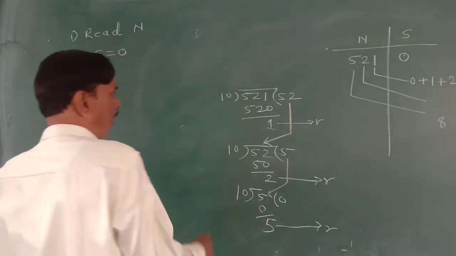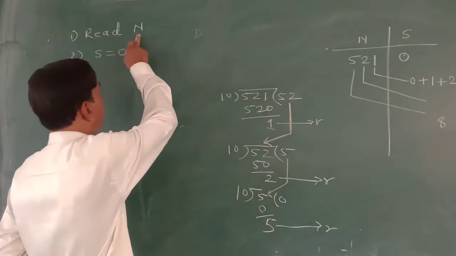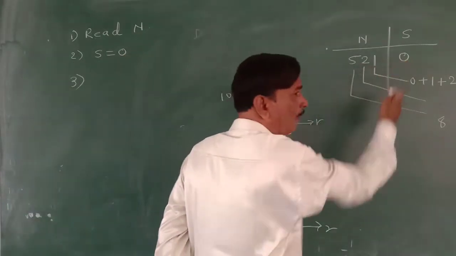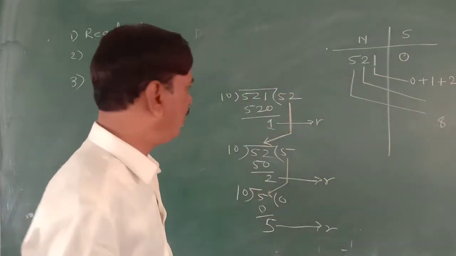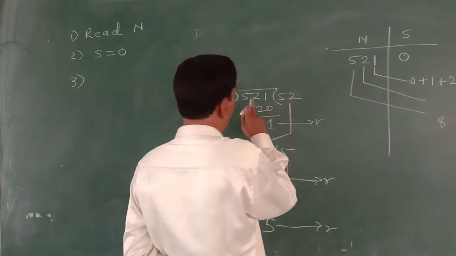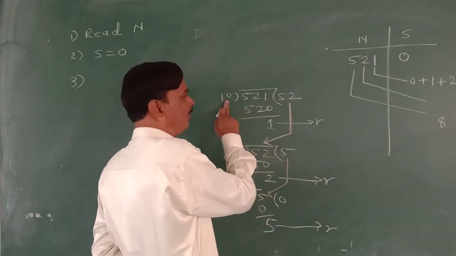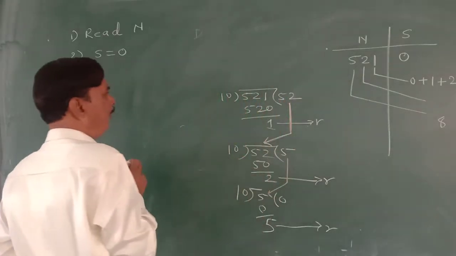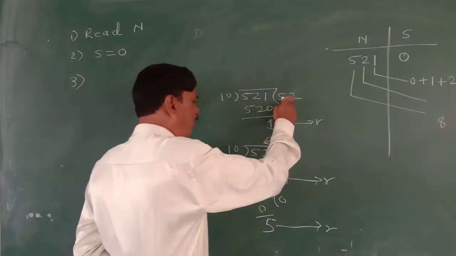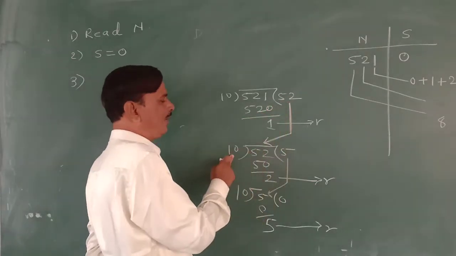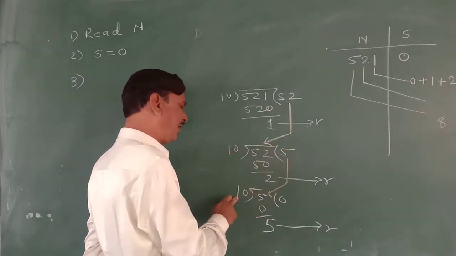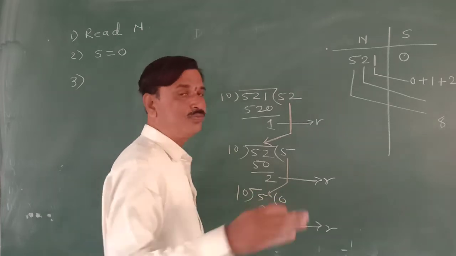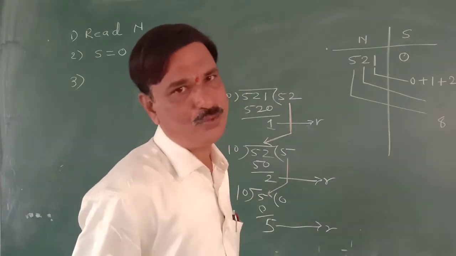Now, instruction is given, S is kept as 0. Now, 251 divided by 10. Quotient is 25. So, again make the quotient as new dividend, again divide by 10. How long? Unless until quotient becomes 0.